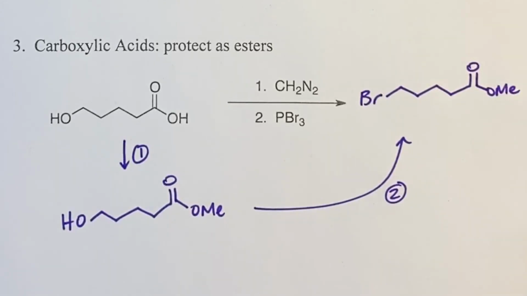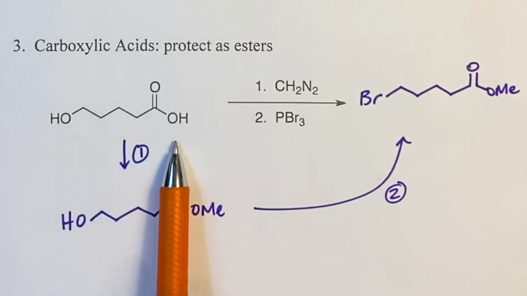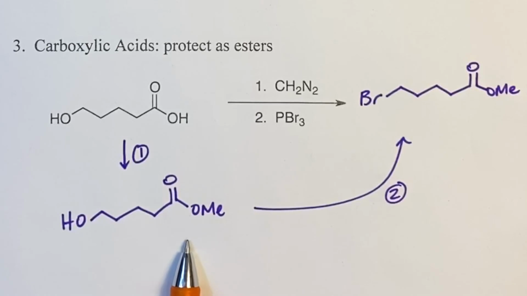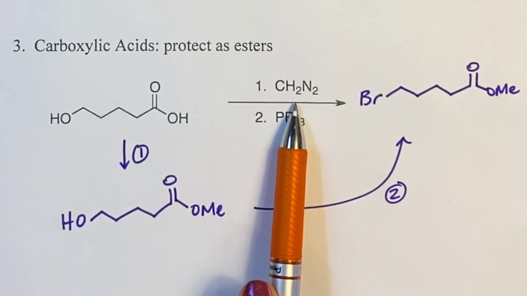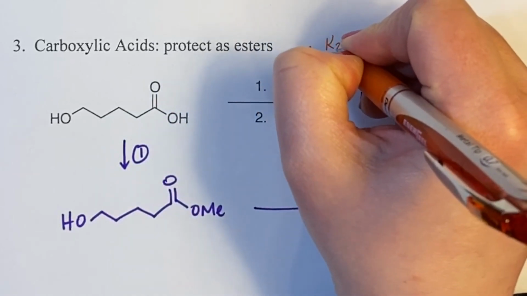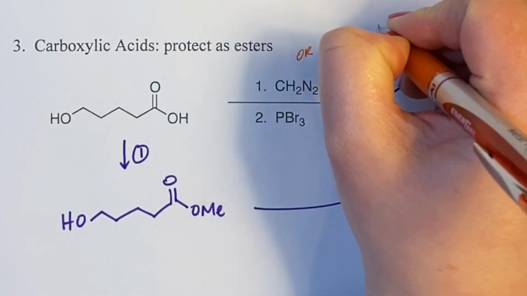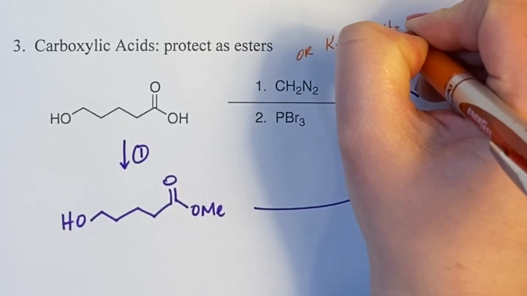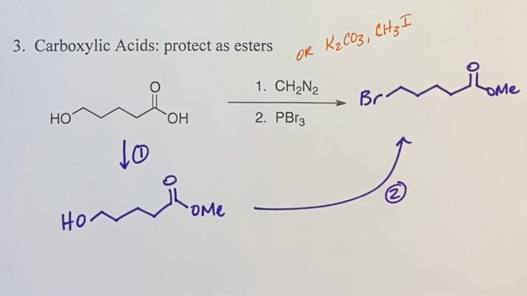When it comes to the reagents that I might use in this case in order to convert this carboxylic acid to an ester, diazomethane is a good choice. Potassium carbonate in combination with iodomethane would also be a good choice. You should think about why your Fischer esterification conditions might not be the best choice in this specific reaction.